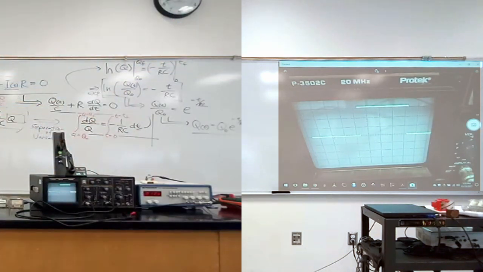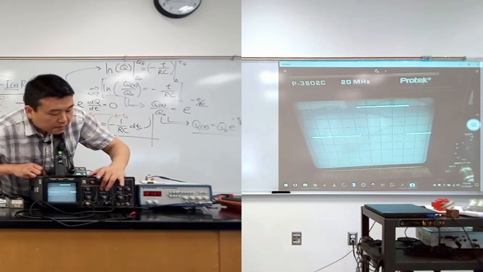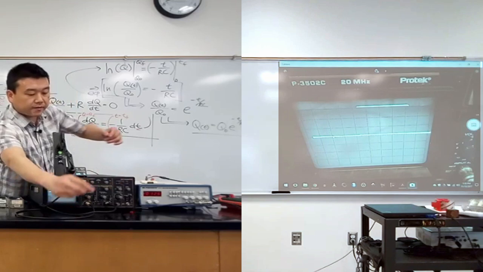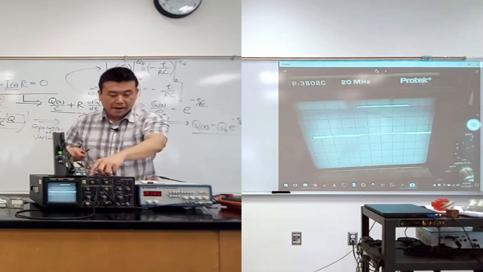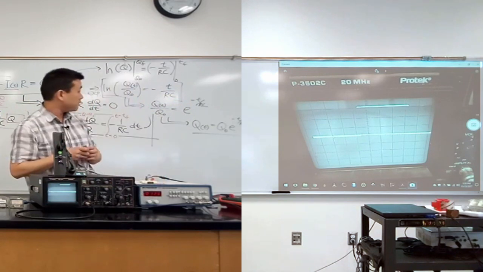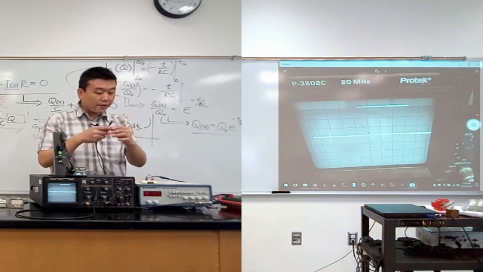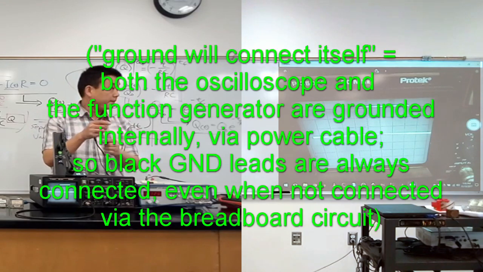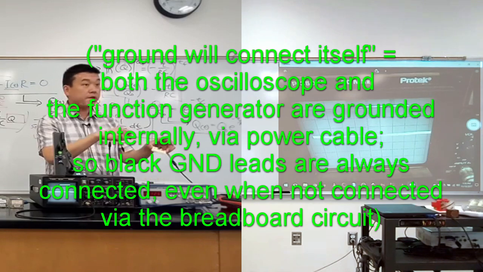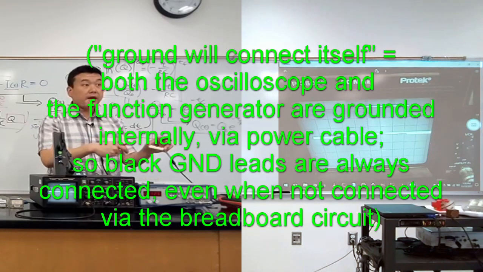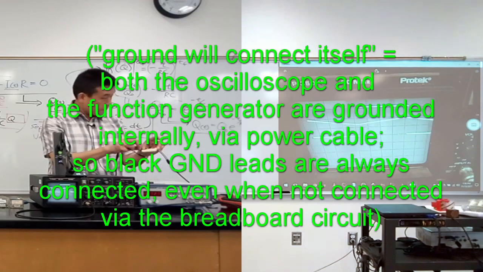All right, so let's turn on channel B, and connect this to the capacitor, because I want to measure the amount of charge on the capacitor. The ground will connect itself, so I'm not going to really worry about it. I'm going to connect this end to this other side of the capacitor. That will measure the voltage across the capacitor, and that will be proportional to the amount of charge on the capacitor.